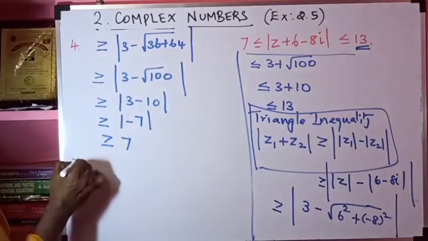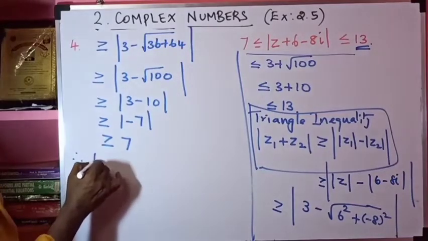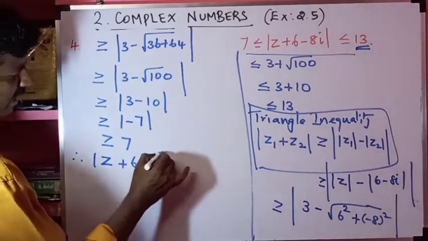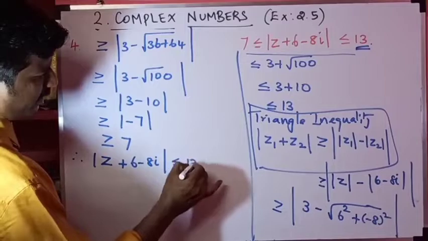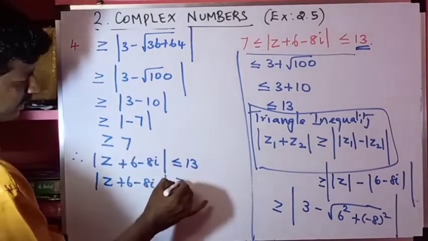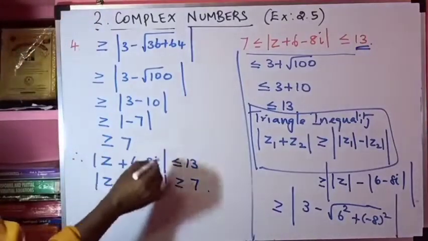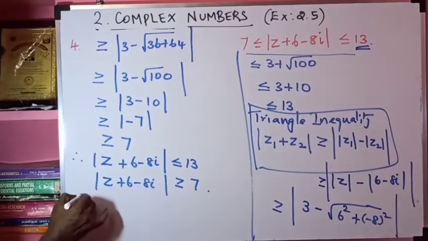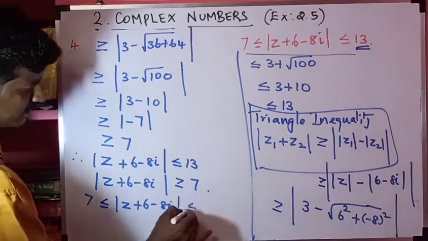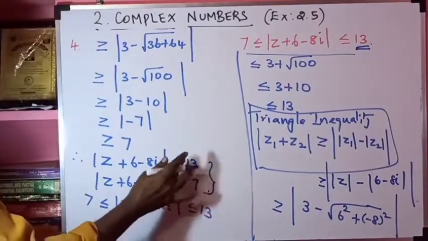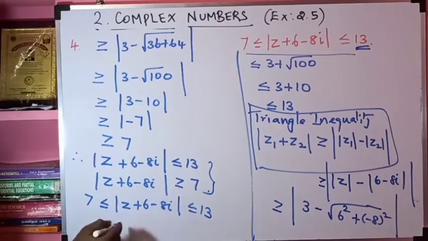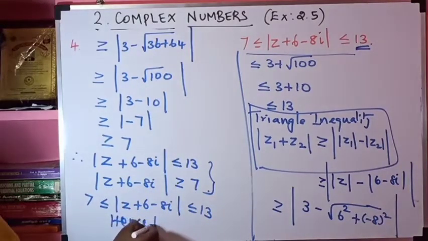நம்ம இப்போ என்ன கண்டுபிடிச்சிருக்கோம் finally? The given statement, modulus z plus 6 minus 8i. First என்ன கிடைச்சது? Less than or equal to 13 கிடைச்சது. Then z plus 6 minus 8i, இப்போ என்ன கிடைச்சிருக்கு? Greater than or equal to 7. Therefore 7 is less than or equal to modulus z plus 6 minus 8i, less than or equal to 13. இப்படி எழுதலாம் இல்லையா? இது ரெண்டு கம்பைன் பண்ணி, நம்ம தேவையான விஷயத்தை ப்ரூவ் பண்ணியாச்சு. Hence the proof.